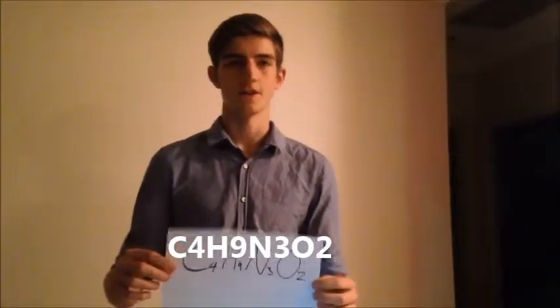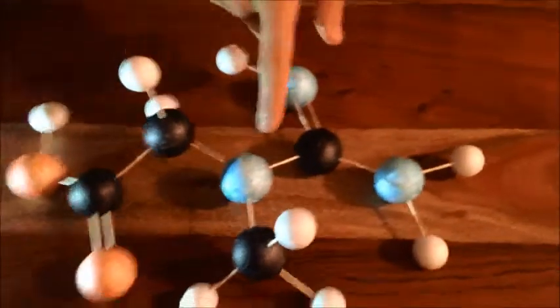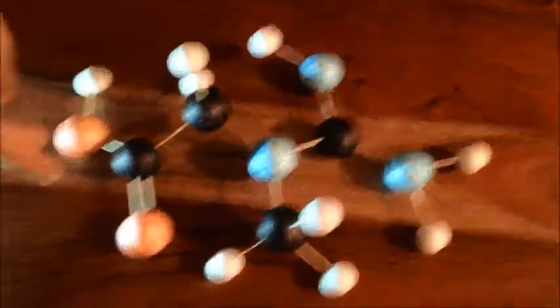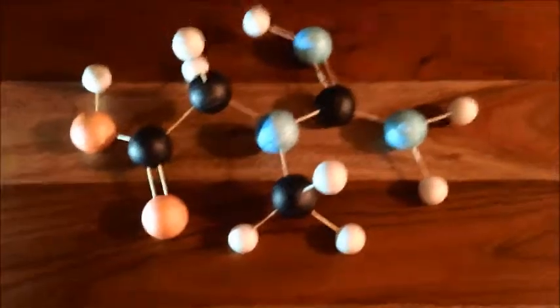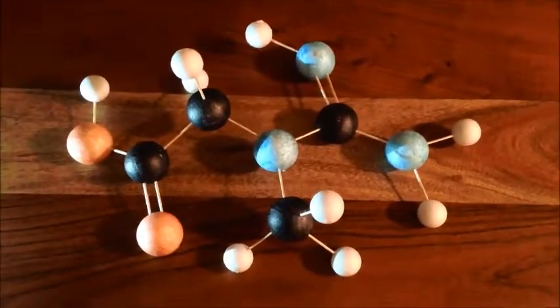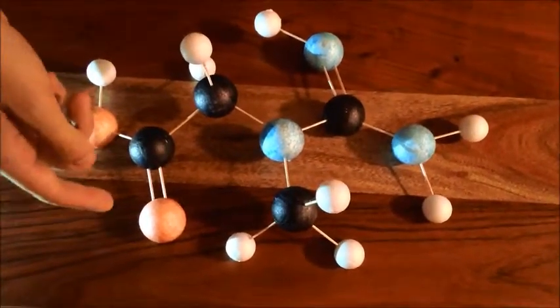The molecular formula of creatine is C4H9N3O2. The four black atoms are carbon, these three blue ones are nitrogen, the two red ones are oxygen, and the surrounding 9 white ones are hydrogen. As you can see, there are two double bonds. The first one is between carbon and oxygen.